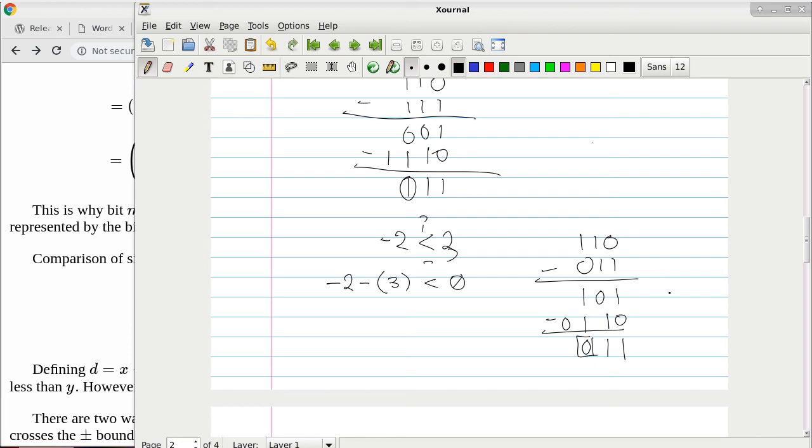Oops, that didn't work. So the sign bit alone cannot tell you whether x is less than y. Obviously, it's not working in this case. Is that making any sense? So there are 2 main points to make here. The first one is that it is not working, but the second point is more important. Why is it not working?